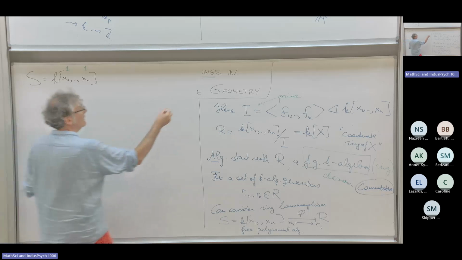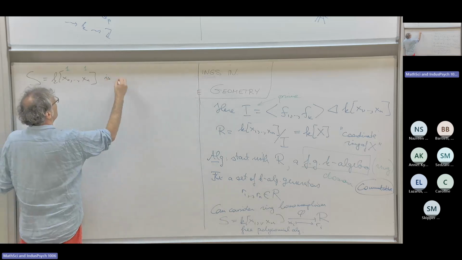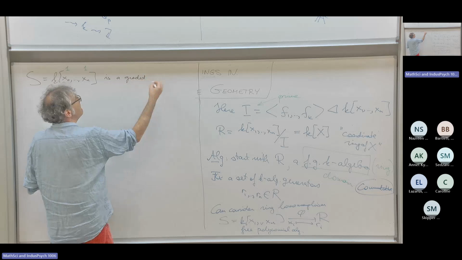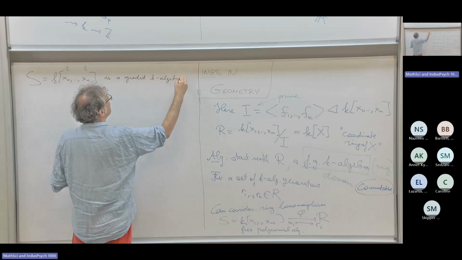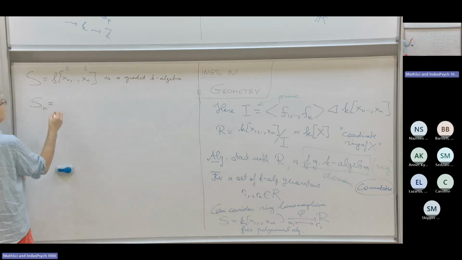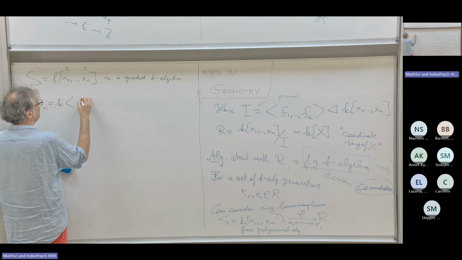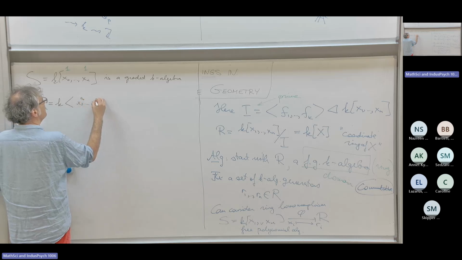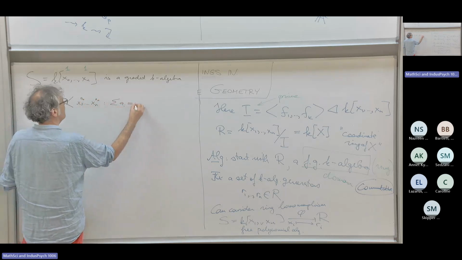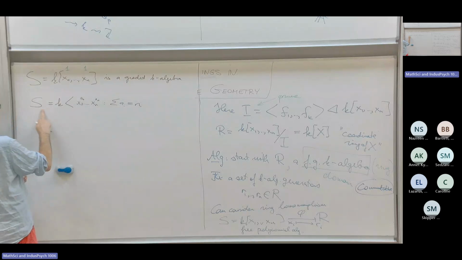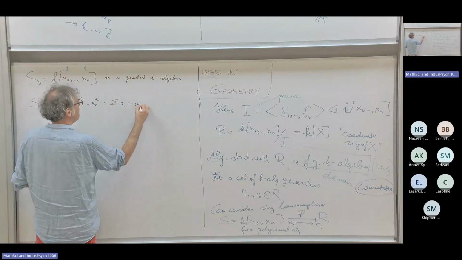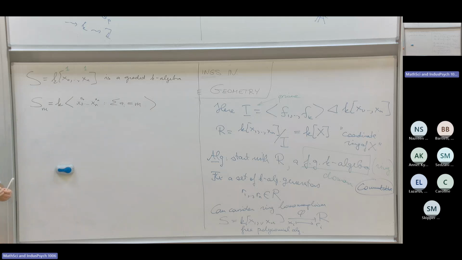S is itself a graded K algebra, where Sm is just literally the K vector space of all monomials spanned by x0 to the a0, ..., xn to the an, such that the sum of the ai is equal to m. So the polynomial algebra itself is graded by this convention.